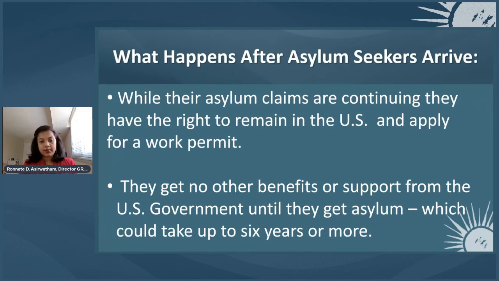Once asylum seekers are pursuing their asylum application, they only have generally two rights in the US. They have the right to remain in the US and they can apply for a work permit. They get no other benefits or support from the US government until their asylum application is processed and they say that they have been given asylum. This entire process can take up to 6 years or more. And in this time, the only benefit that an asylum seeker will have is that he or she can work in the country. This is how much asylum seekers contribute to the United States. Next slide, please.